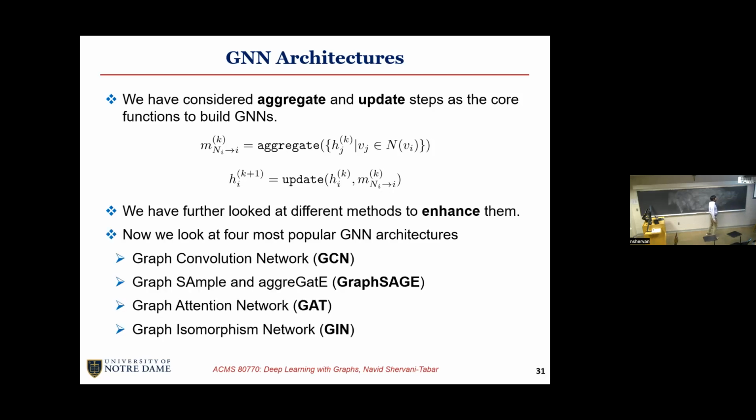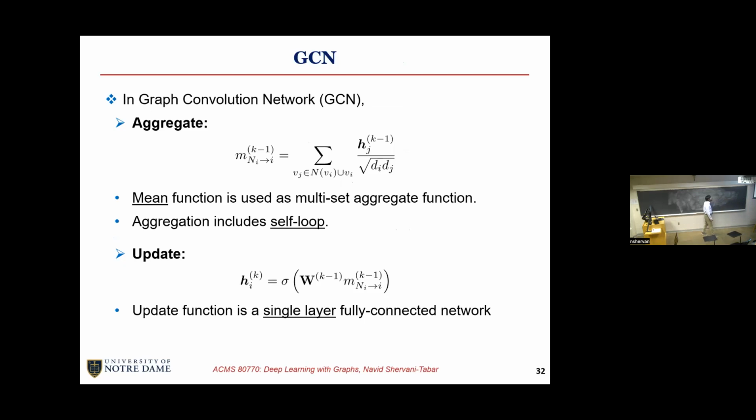So now there are in general four famous architectures that people use to implement graph neural networks, and we are going to review these, elements of which we have looked at so far. These four include first the graph convolution network, known as GCN, then graph sample and aggregate, known as GraphSAGE. Then we have the graph attention network, shown as GAT. And then we have the graph isomorphism network, known as GIN. We'll start with the first one.